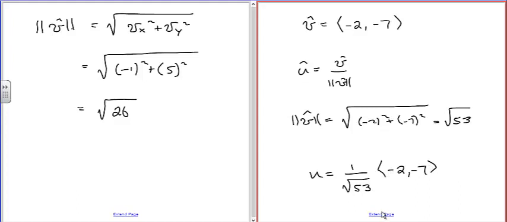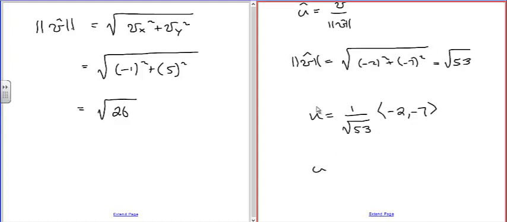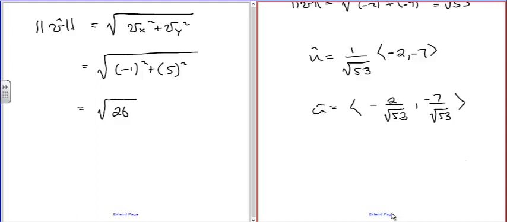And typically we'll go ahead and multiply this out. So we'll just move that inside. So it's negative 2 divided by the square root of 53, comma, negative 7 divided by the square root of 53. And then we can rationalize it. So we'd get negative 2 times the square root of 53 divided by 53, and negative 7 square root of 53 divided by 53. And what the unit vector is, it's a vector that is in the same direction as v, but has a length of 1.